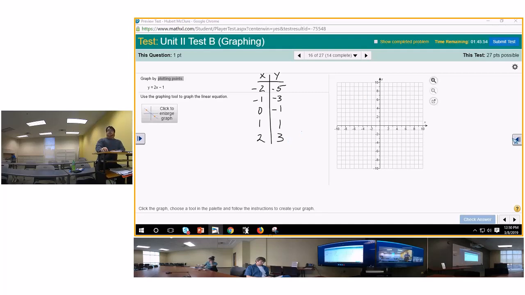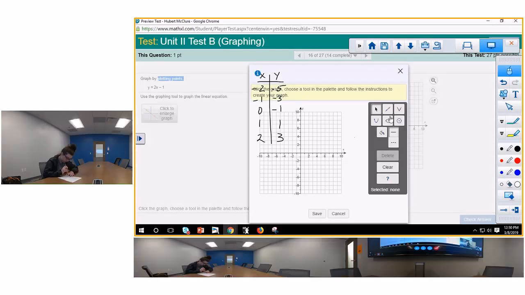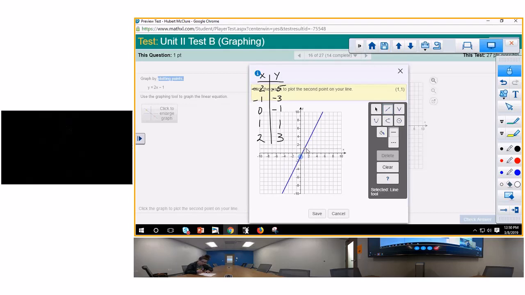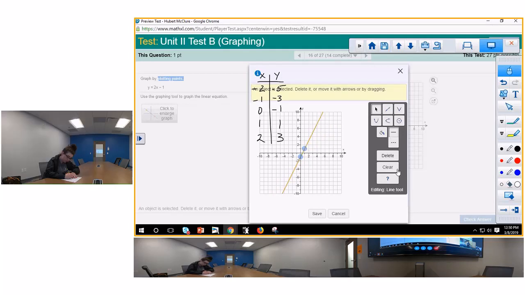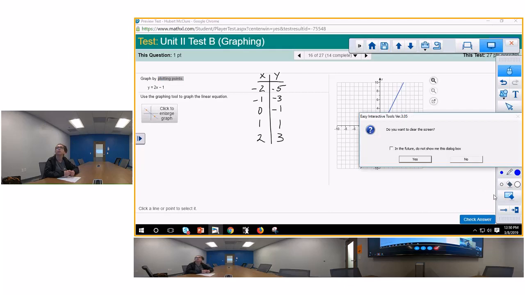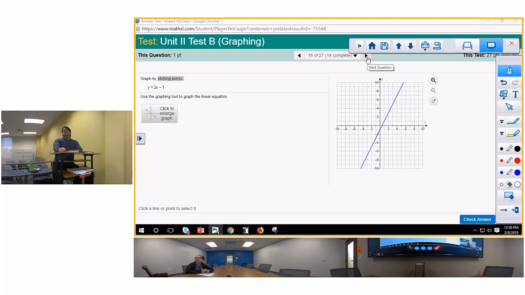So go to your handy dandy plot. 0, -1, and 1 and 1. So, at least one good thing is you don't have different parts to these questions. It just asks you to graph.